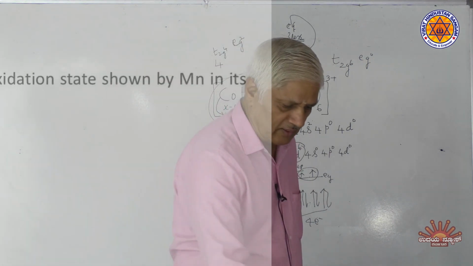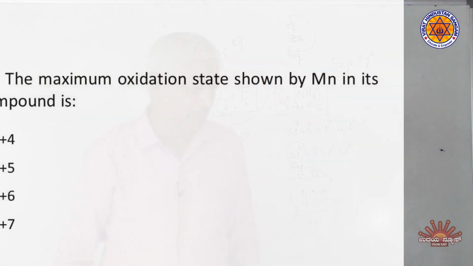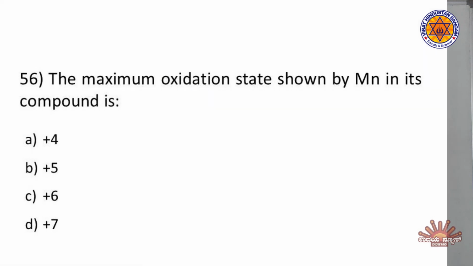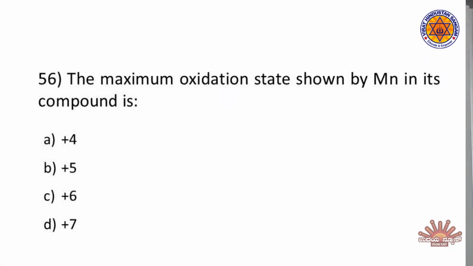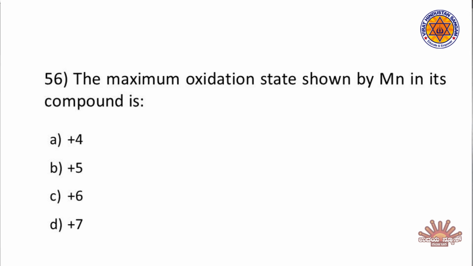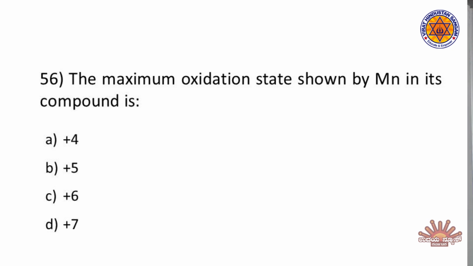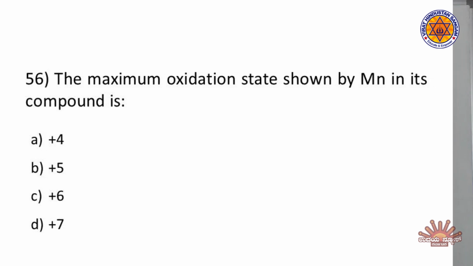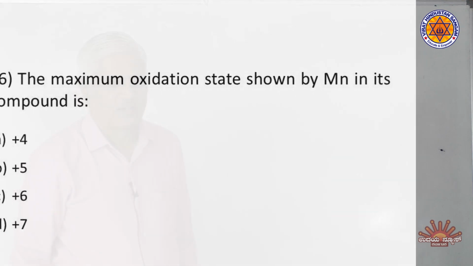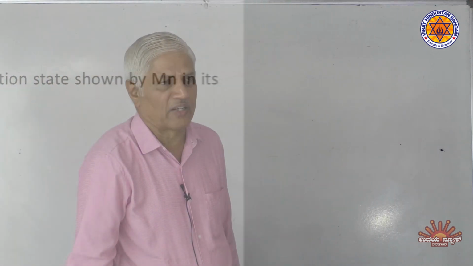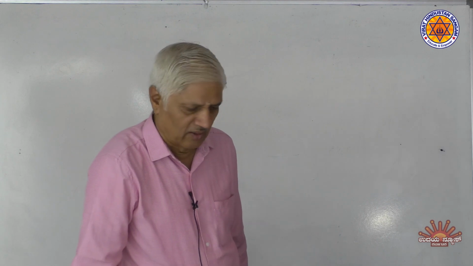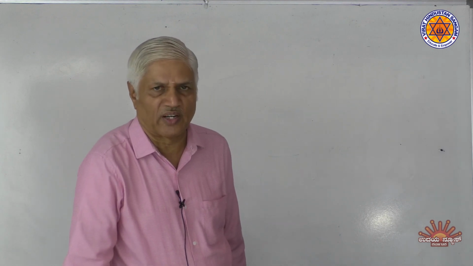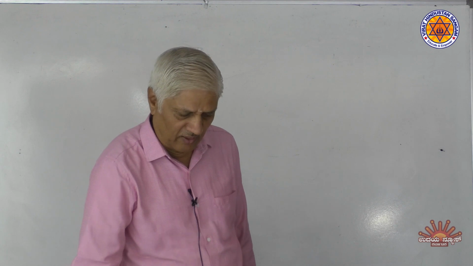Okay, we are moving on to the next question, question number 56. Read the question and try to think over. The maximum oxidation state shown by manganese in its compound. I think this particular question is almost known by all the students. Maximum oxidation state of +7 is shown by manganese.